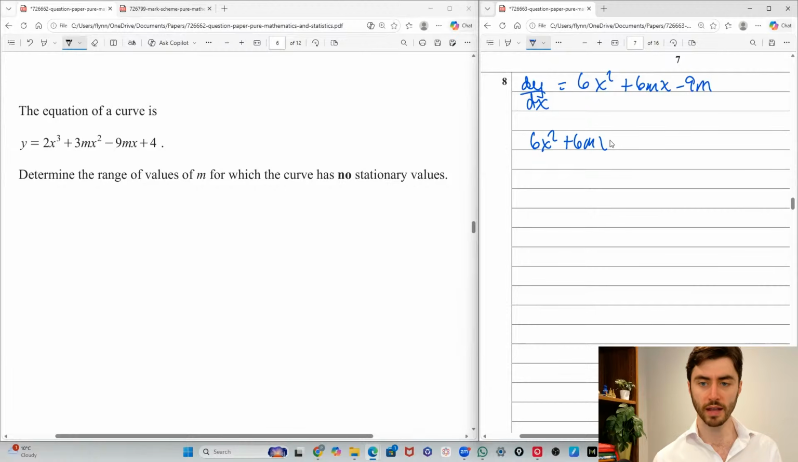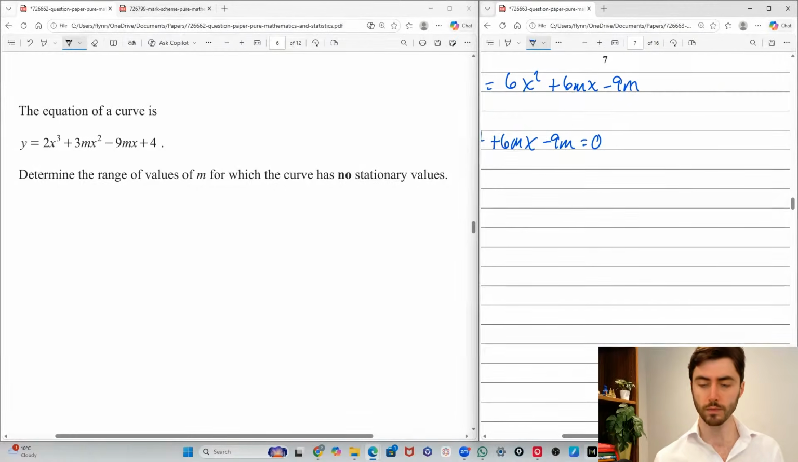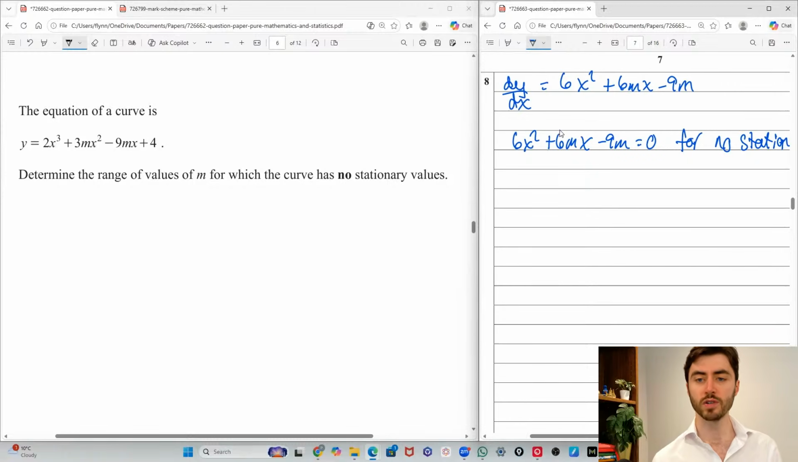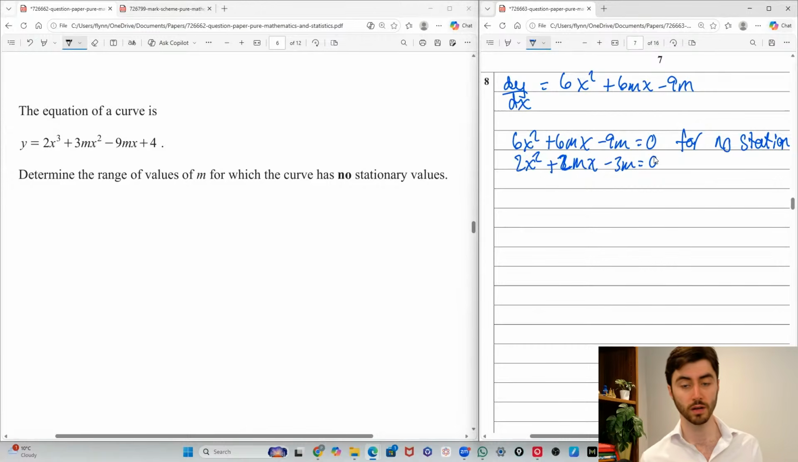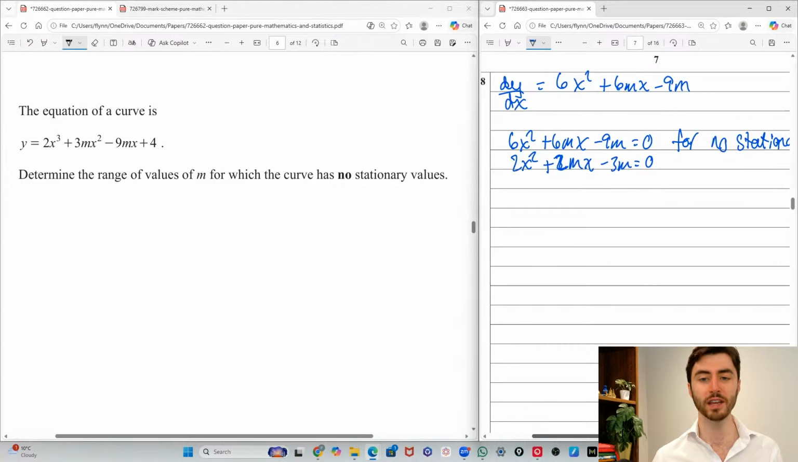So I'm just going to rewrite that. This thing is equal to 0 for no stationary values. So yeah, I'll write it as I would in the real thing. So for no stationary values. Okay. Then what I would do is, first of all, divide by 3 to make my life easier. Nope, 2mx minus 3m equals 0. And what this means is this quadratic has no solutions to equal 0. Or rather, hold on, I've been unclear. Let me communicate that better.